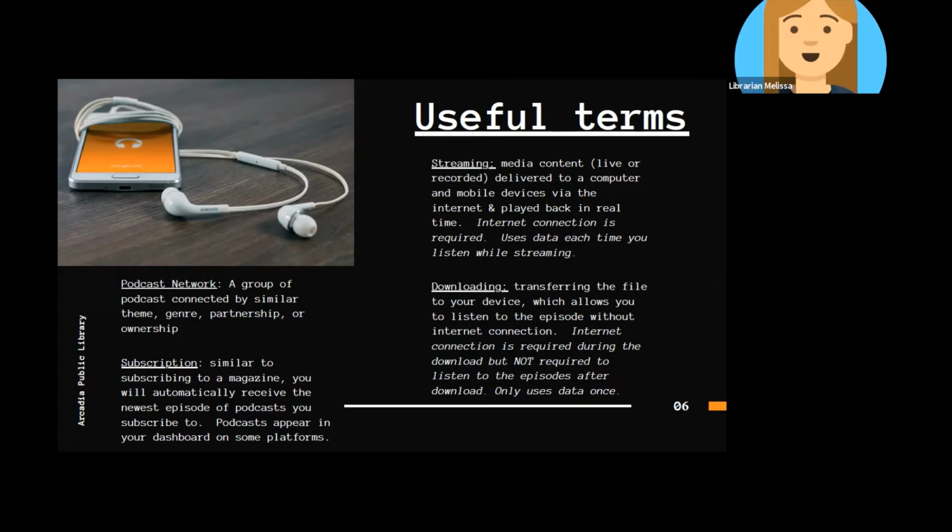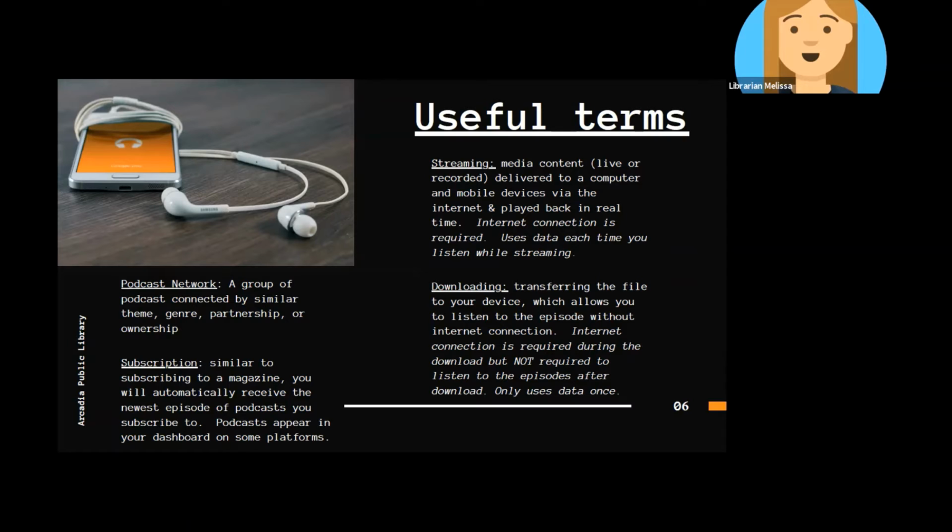Now, the other option is downloading, and this means that the podcast file is transferred to your device and it's saved on your device. The transferring process itself requires an internet connection through either Wi-Fi or cellular data, but once it's on your device, you no longer need access to the internet to listen to that episode. It only uses that data the one time and then it takes up space. Whereas, like we mentioned with streaming, that uses data the whole time but doesn't take up any space.